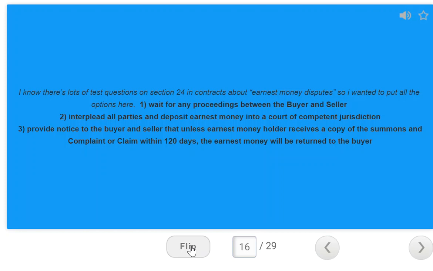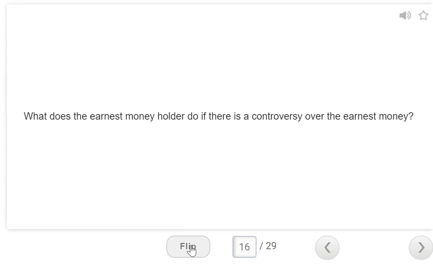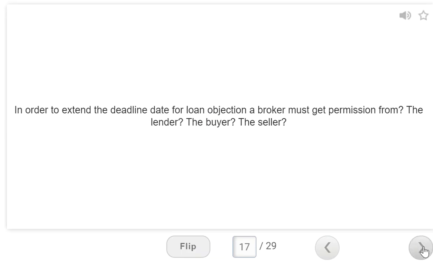The earnest money holder hasn't received a copy of a lawsuit happening and they didn't interplead the money to the court. They still have to disperse the money pursuant to the order of the court if there is a lawsuit. So if there is a lawsuit, they still have to give that money based on what the judge says. So those are pretty much the four options that can happen if there is an earnest money dispute. I think that's it with earnest money.